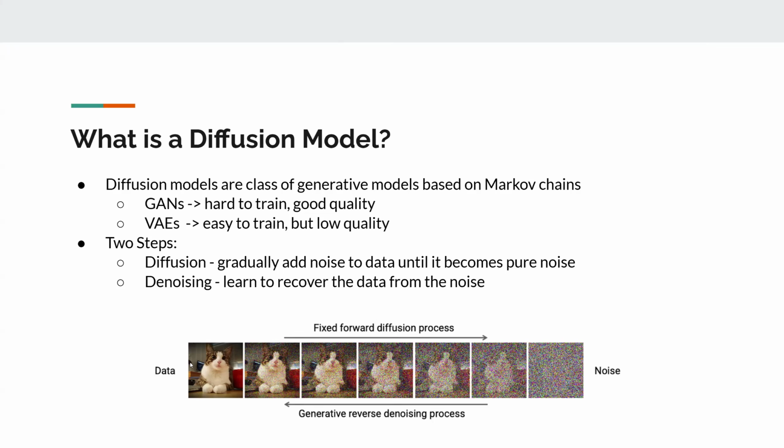You have this picture of a cat, and then slowly it gets blurred out until it's a bunch of random pixels. And then you have this denoising step, where the model is actually trained to learn how to recover some data from something that is just noise. That's the series going from right to left.